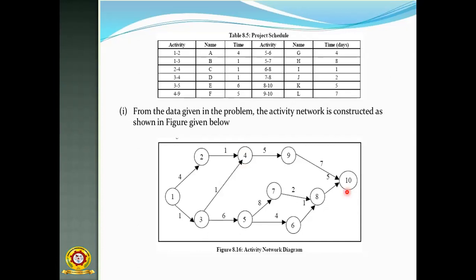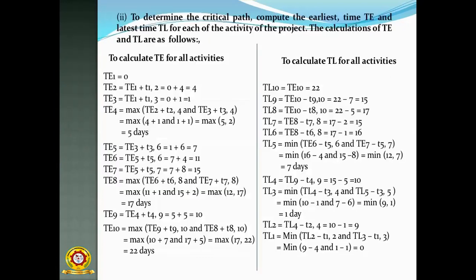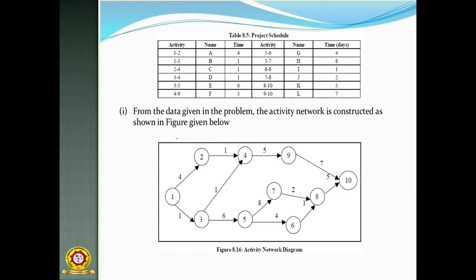So this is about simple construction of a network diagram. Then you have to find out the critical path from this diagram. How do we calculate the critical path? First, compute the earliest and latest times for each and every activity: calculate TE for all activities and TL for all activities. All activities means A, B, C, D, up to L.